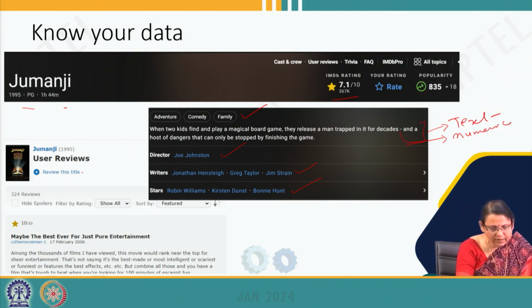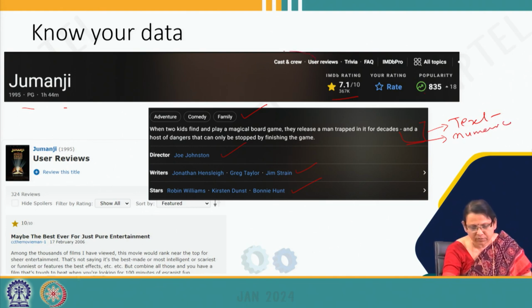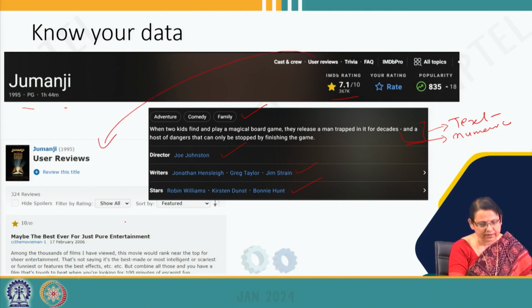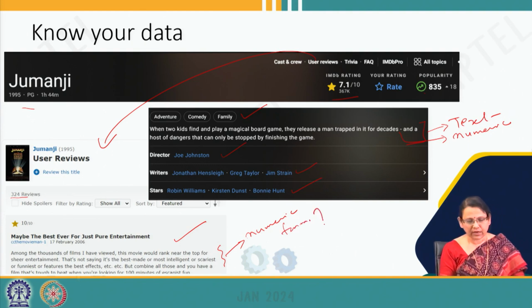Similarly, look at this. It has many user reviews, and user reviews are detailed here. So, there are a total of 324 reviews, and this is just one of the reviews. This writes like, among the thousands of films, blah blah blah. So, which means this whole thing now I have to bring to a certain numeric form. So, what is that numeric form in which I will be using this, and where will I be using this?